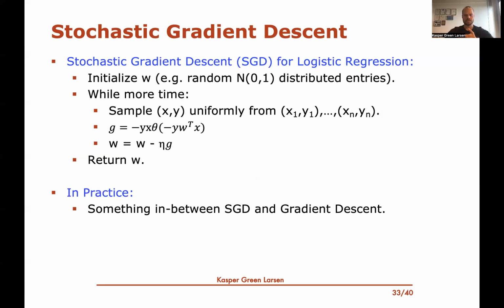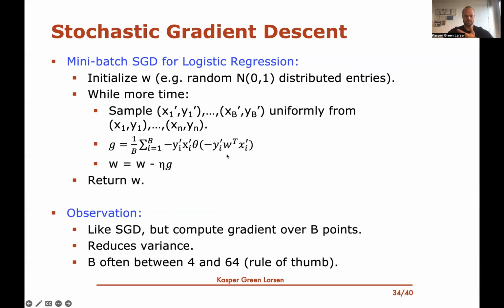Let me just finish by showing you what you actually do in practice. What you do in practice is what's called mini-batch stochastic gradient descent. So what does it do? So here's the final algorithm. So it looks like before, you still initialize W, you still have these loops while you have more time. And what you do is, instead of sampling 1 point from your training data, you're going to sample B points. Okay, so B is a parameter that you choose. You're going to sample B points uniformly from the training data.